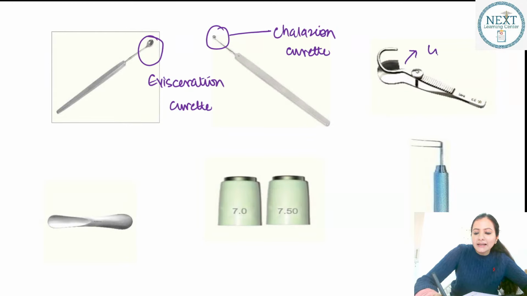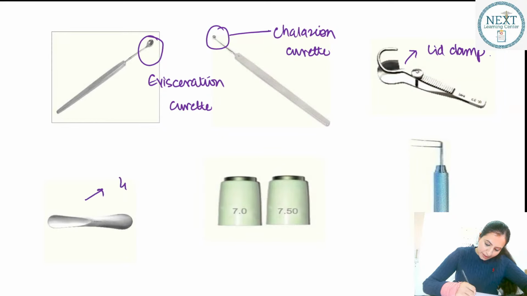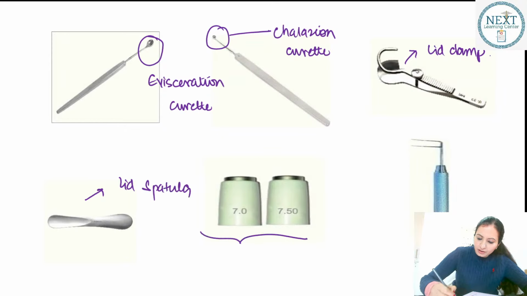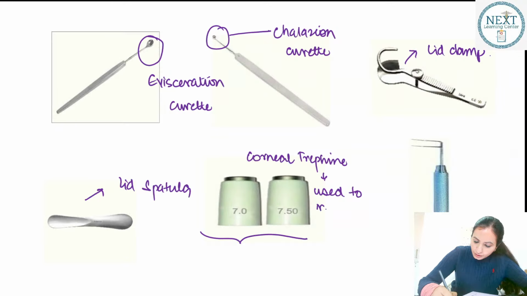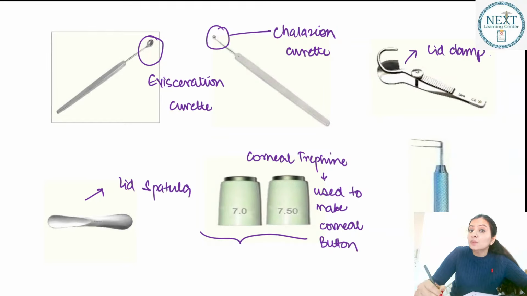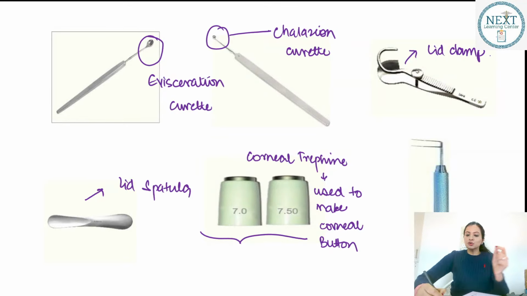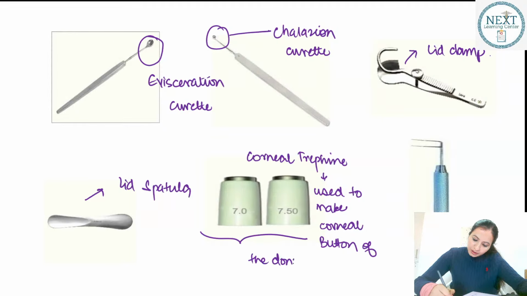This is a lid clamp. This is a lid spatula. These are the corneal trephines. What is corneal trephine used for? It is used to make the corneal button. I showed you the corneal button that we were keeping in MK media to preserve it. So this is used to make a corneal button of the donor cornea.